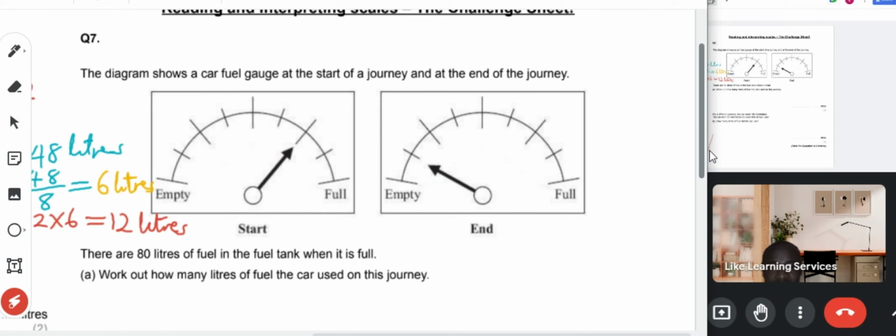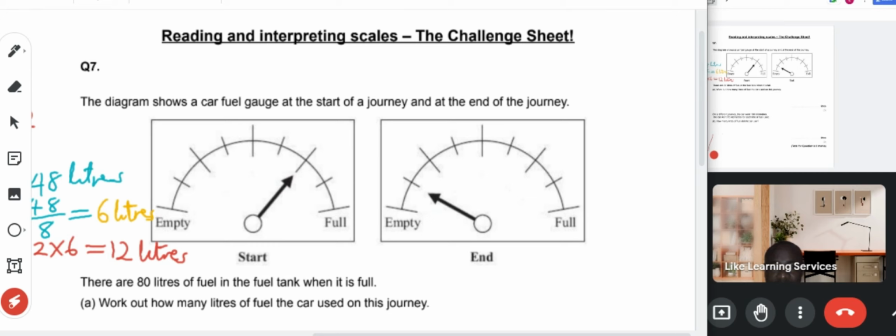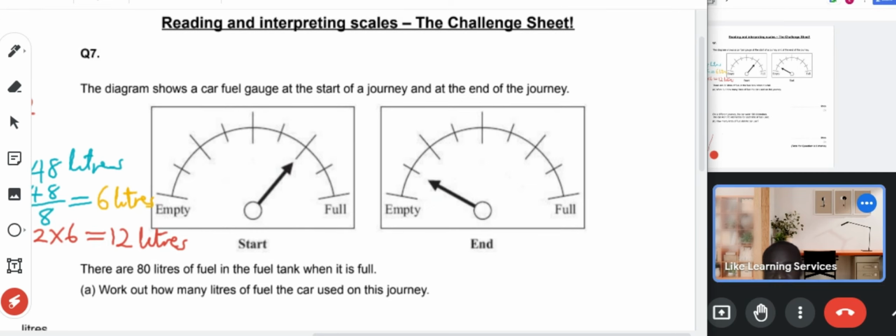Look at this last one. Okay, it says the diagram shows a car fuel gauge at the start of a journey and at the end of a journey. There are 80 liters in the fuel tank when full, just like what we did. You have 80 liters when full, 0 when empty.